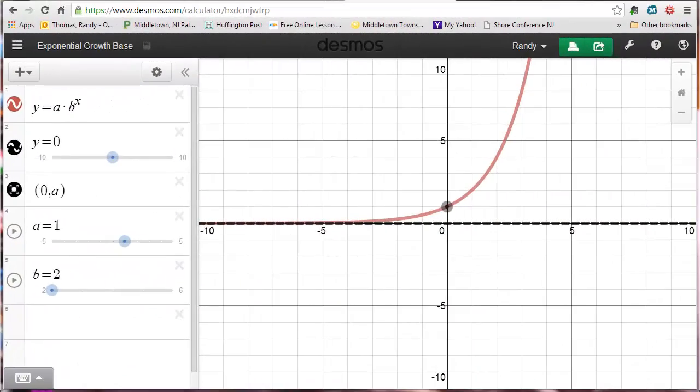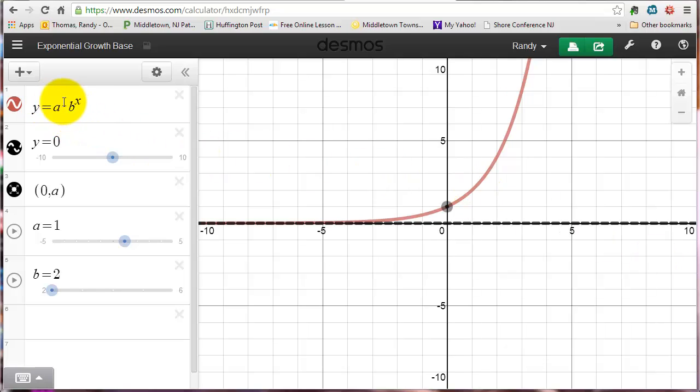Hello, it's Mr. T, and today we have a tutorial on graphing exponential functions. We're going to first start by exploring what the graphs of exponential functions look like, and then we'll go into the procedures of how you can simply graph exponential functions using pen and paper.